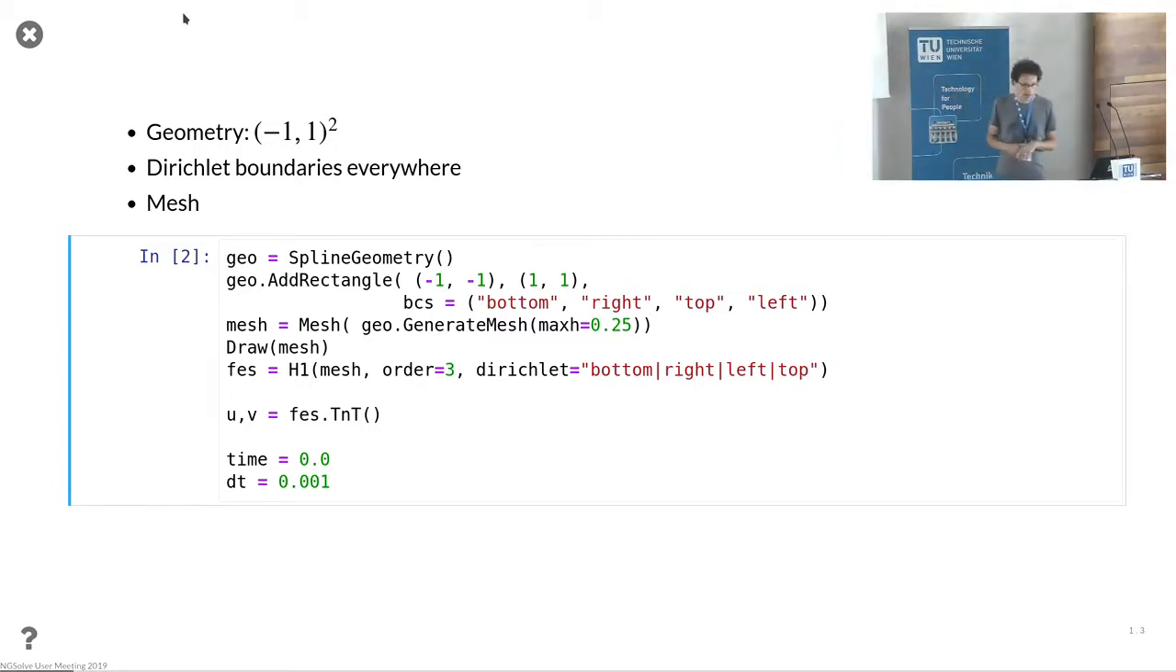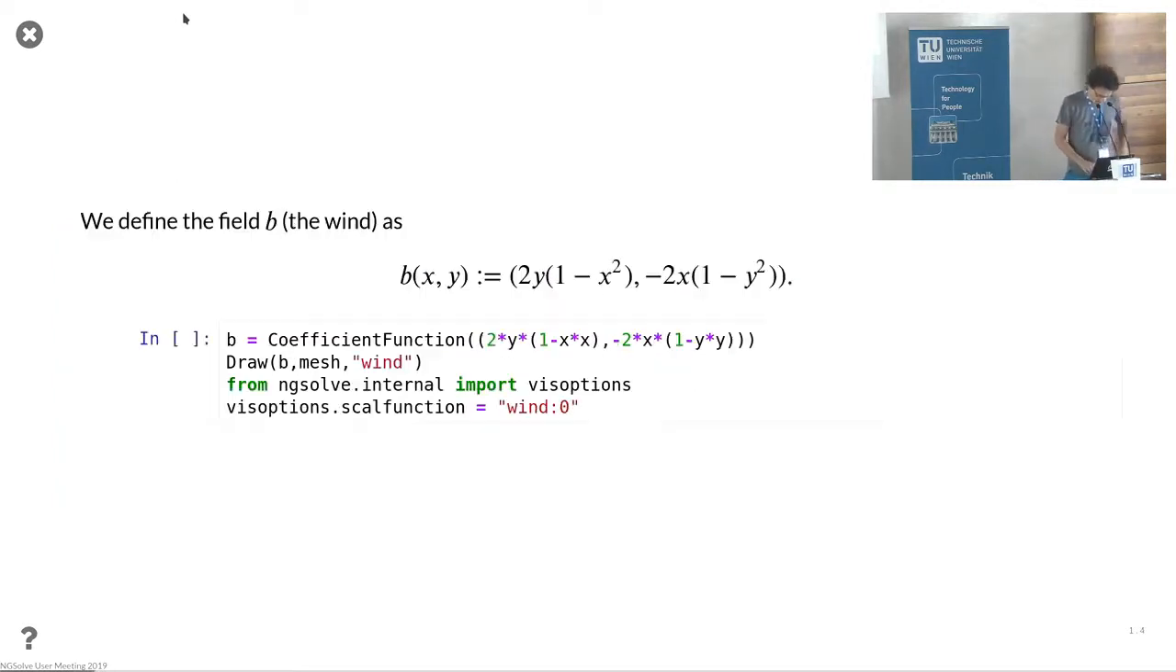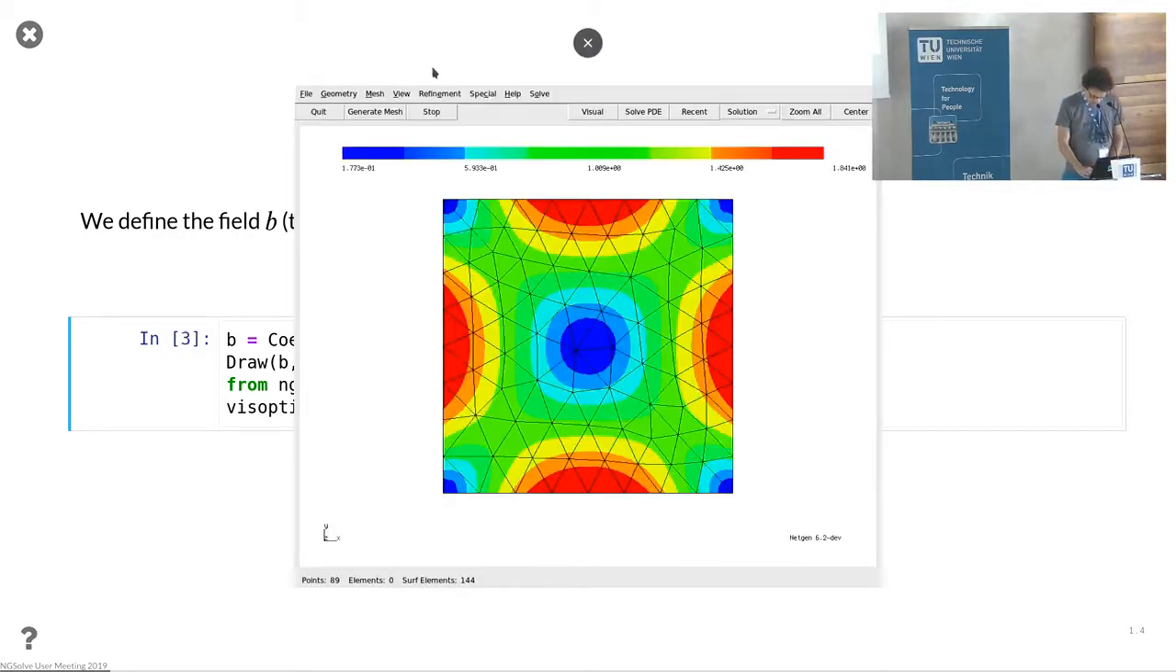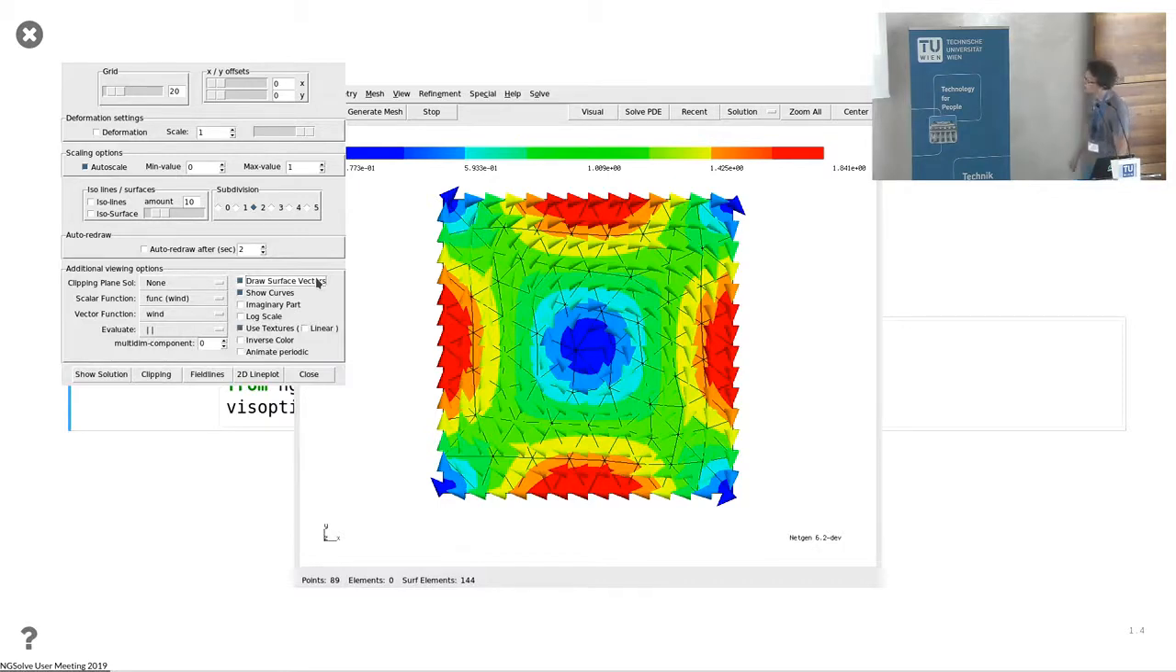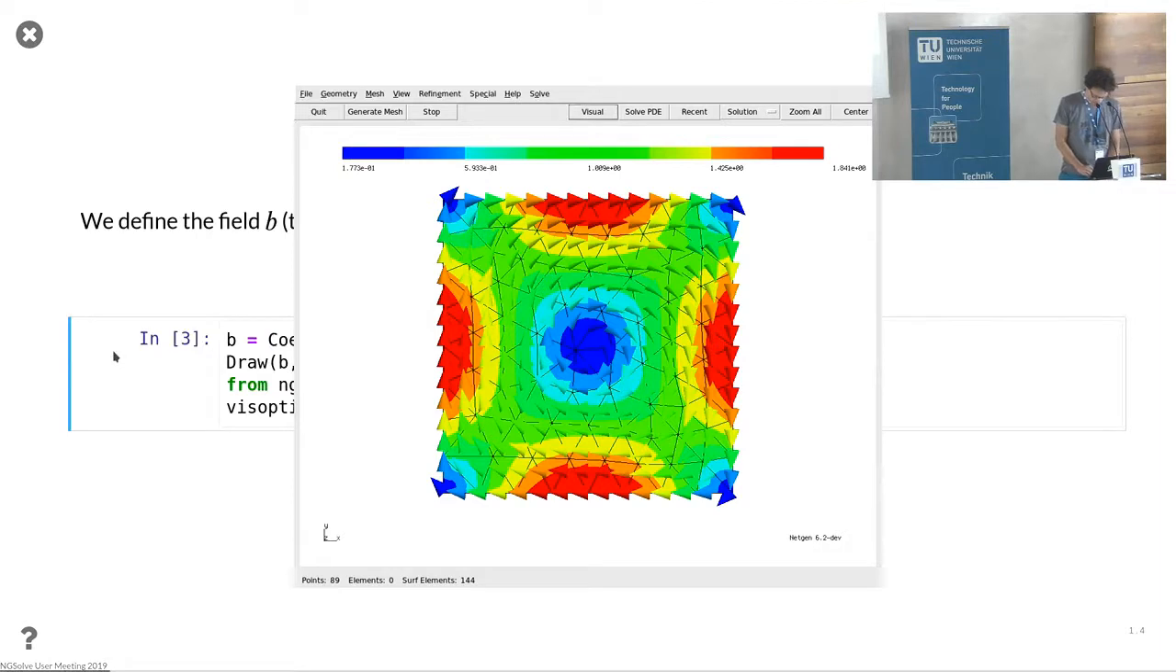So I already define a time and some time step. Here dt is my time step. Okay, so the velocity field in the example that I want to consider is the following one. This is a divergence-free velocity field, and it's essentially a vortex on the unit square. All right. Now we want to consider the convection-diffusion equation with that given, time-independent velocity field.